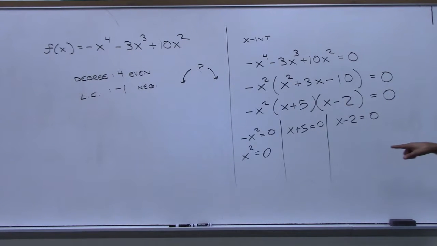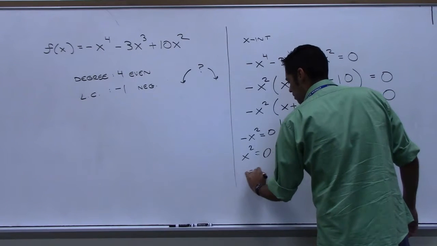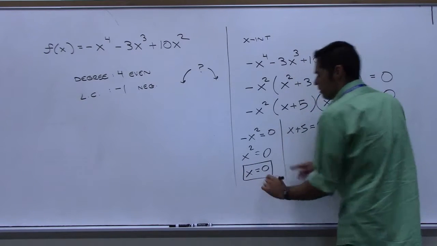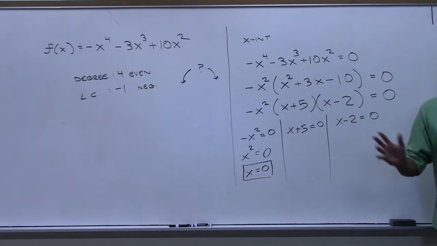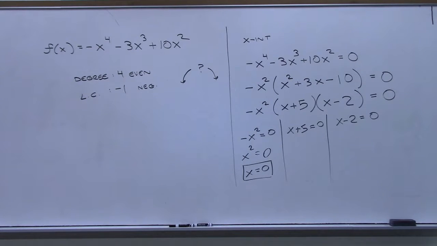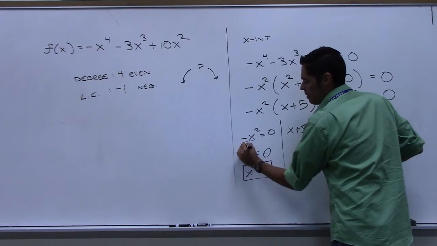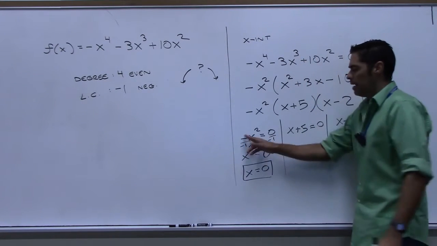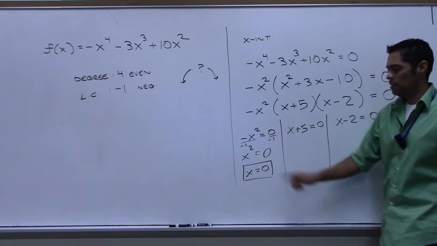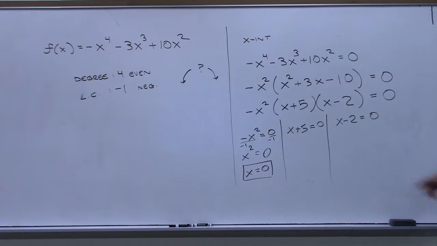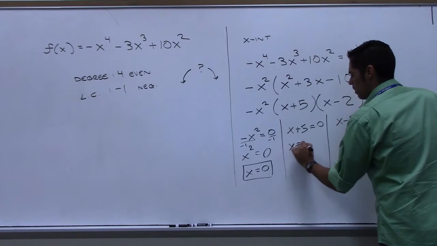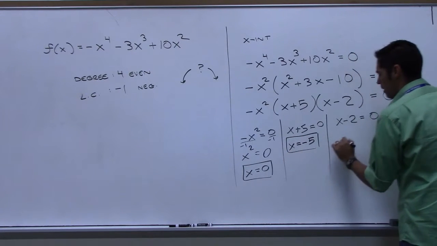Square root of both sides. So the only answer I get here is what? 0, right? Because the square root of 0 is 0. Plus or minus 0? Is 0 positive or negative? It's neither one, right? It's not positive, it's not negative. Yeah. So you divided it by negative 1? Yep. Right here I just divided by negative 1. Negative over negative is positive. All right. And then the remaining 2, these are pretty straightforward, right? You get negative 5 and positive 2.